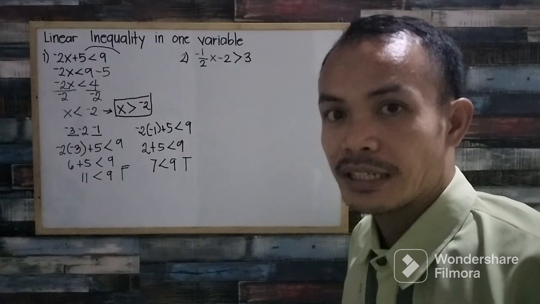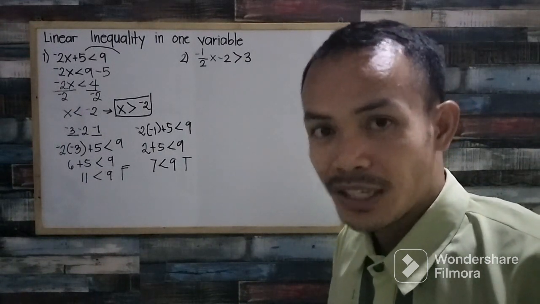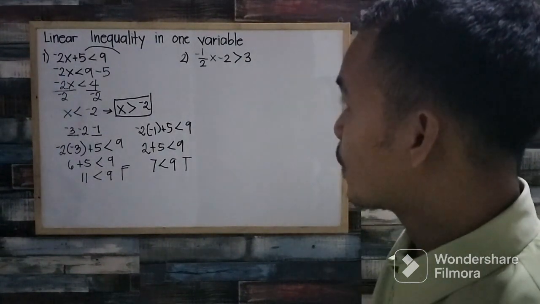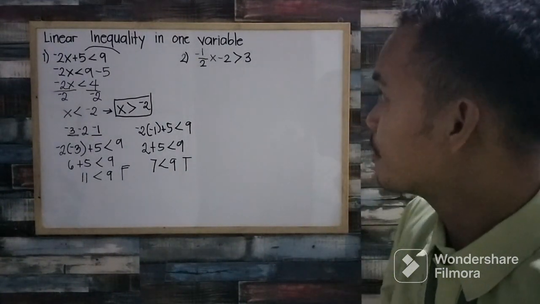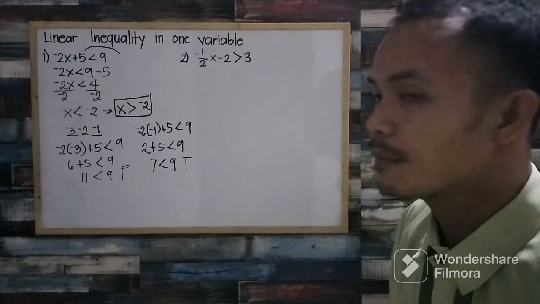So x is greater than negative 2. Okay? Let's proceed to our second example. We have that negative 1/2 x minus 2 is greater than 3.